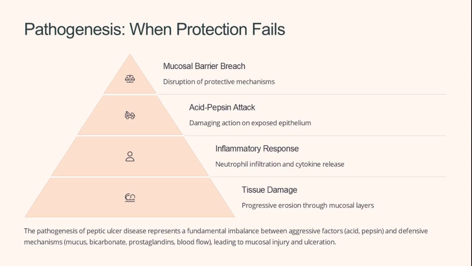When protective mechanisms fail, the pathogenesis of peptic ulcer disease begins. A breach in the mucosal barrier leads to an acid pepsin attack on the epithelium, triggering an inflammatory response and resulting in tissue damage. This imbalance between aggressive factors and protective mechanisms is central to ulcer development.